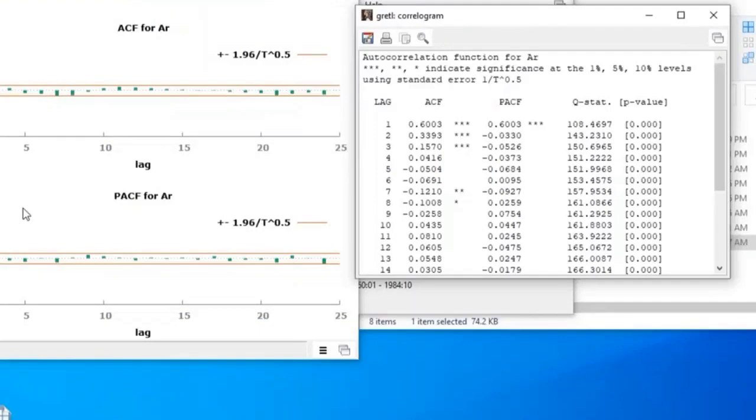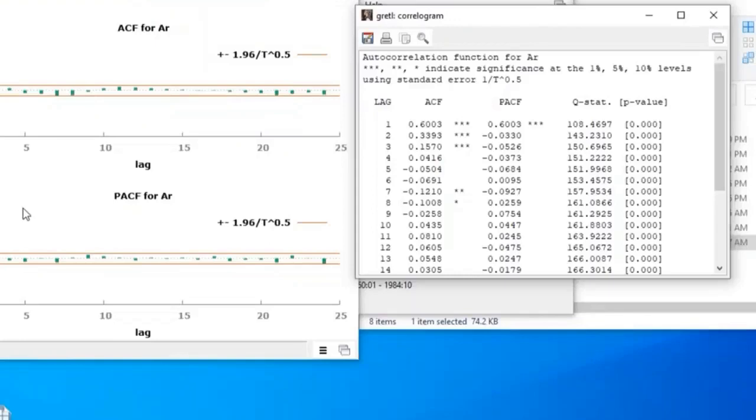Sir, can you please just repeat this one? If the ACF is 0, then we have a white noise process. Yeah, of course, we have a white noise.